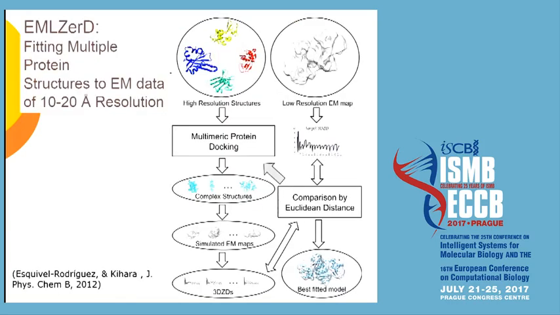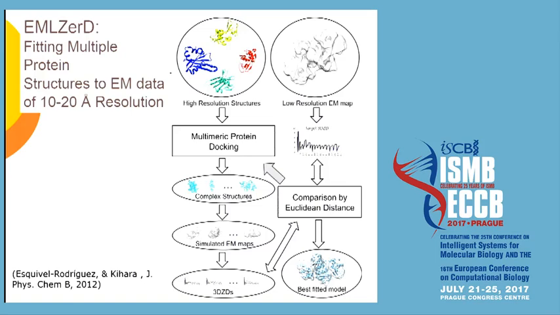Well, now I will show you 2 methods we have developed in the past few years. The first one was developed in 2012. At that time, the resolution of EM maps had not improved a lot, so we assumed that most of the EM maps were about 10 to 20 angstrom. For that, we can do rigid body docking.